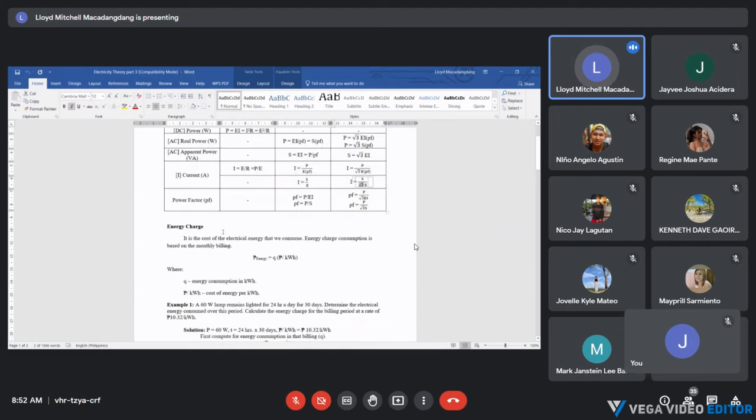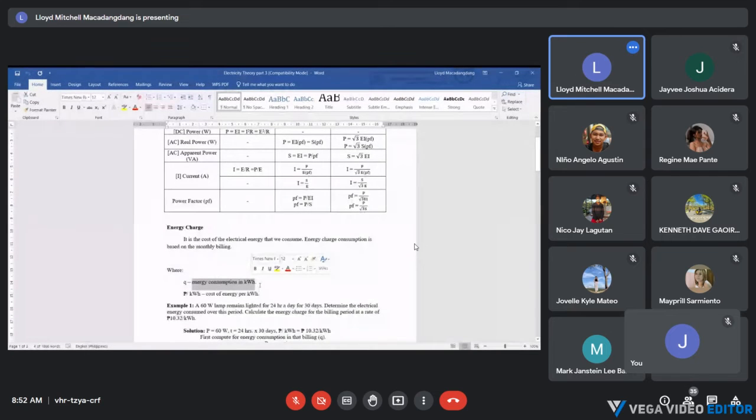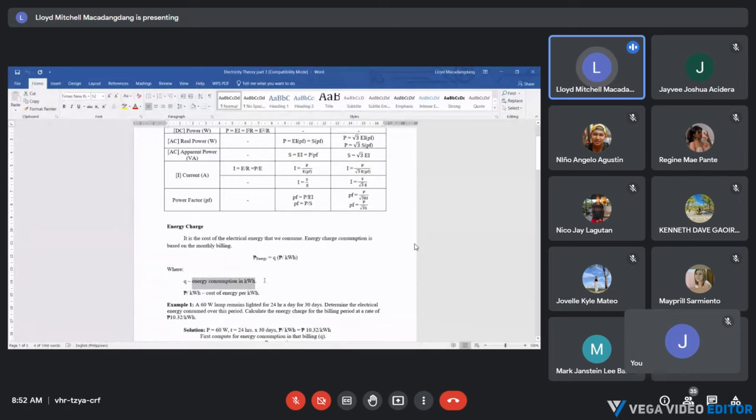So, energy charge. Energy charge is the cost of the electrical energy that we consume. Energy charge consumption is based on the monthly billing. So energy charge is equal to Q, where Q is the energy consumption in kilowatt hour. It should always be in kilowatt hour here. Multiplied by the cost of energy per kilowatt hour.